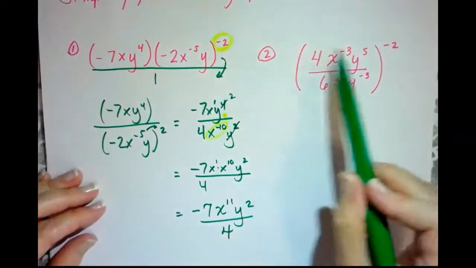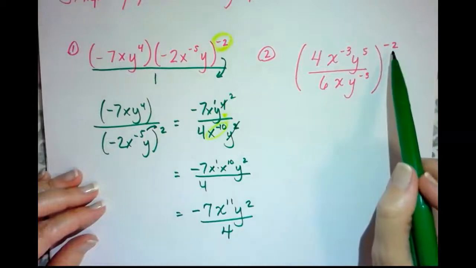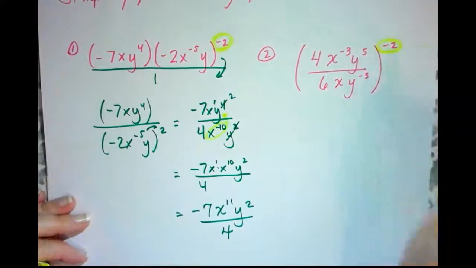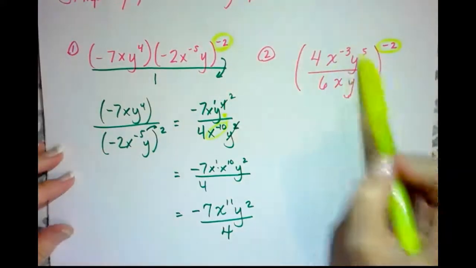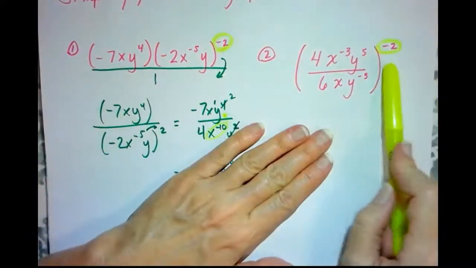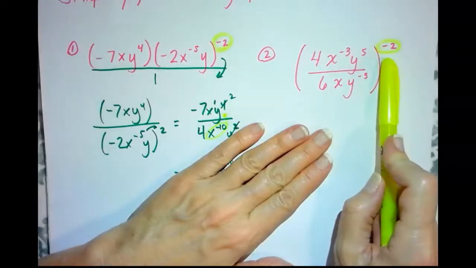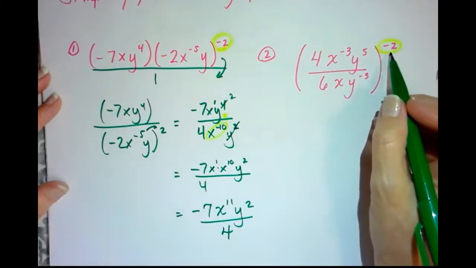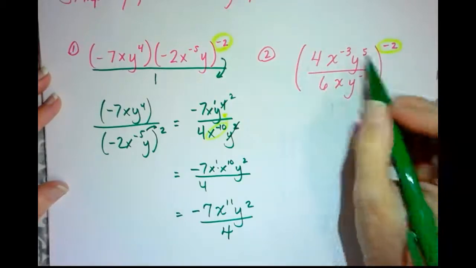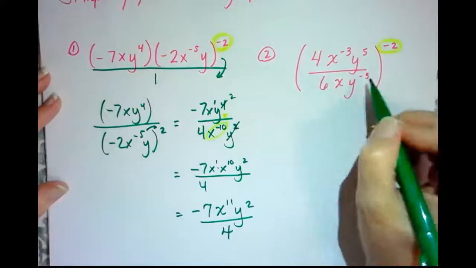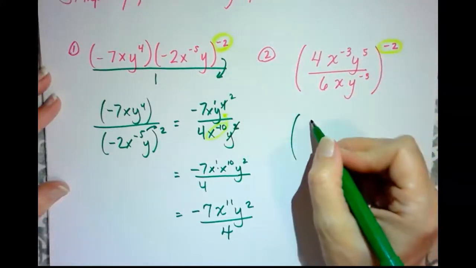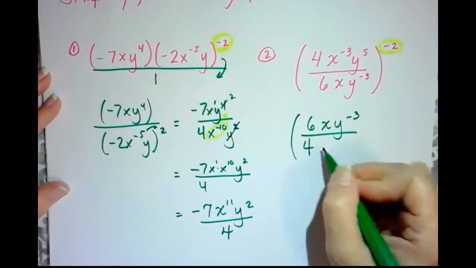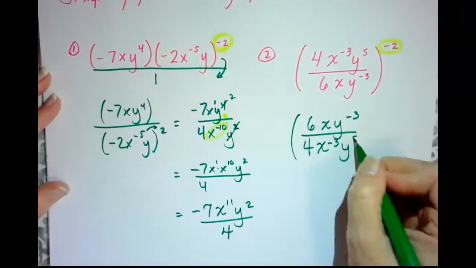Last problem. The quantity is being raised to the negative 2 power. So in order for us to follow order of operations, actually we could work inside, but anytime there's a negative exponent outside, I prefer to get rid of it first. It just saves a little heartache later. So in order to get rid of that negative exponent, we need to reciprocate this quantity. We've got to flip the whole thing. So 6x y to the negative 3rd over 4x to the negative 3rd y to the 5th.